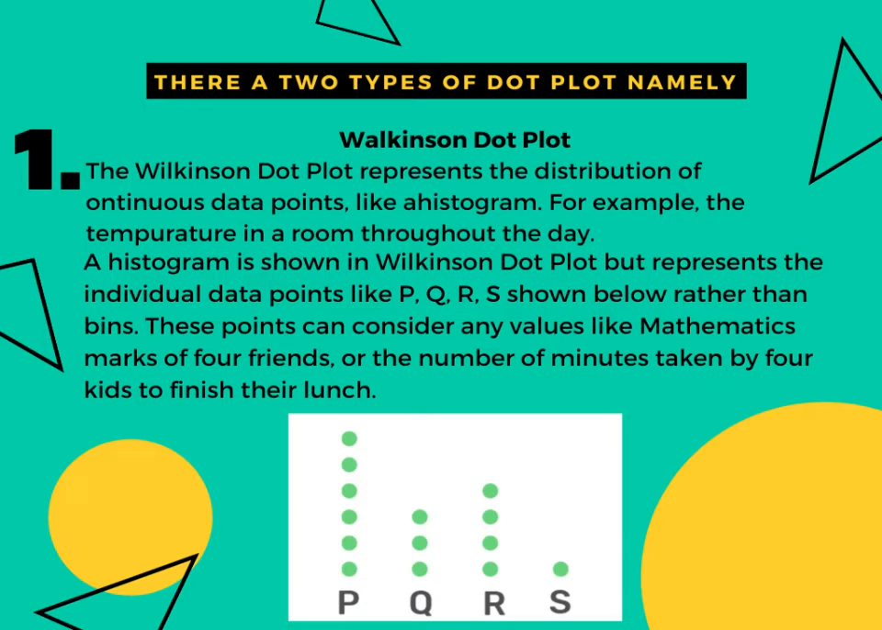A histogram is shown in a Wilkinson dot plot, but it represents the individual data points, like P, Q, R, S shown below, rather than bins. These points can be any values, like the mathematics marks of 4 friends, or the number of minutes taken by 4 kids to finish their lunch.